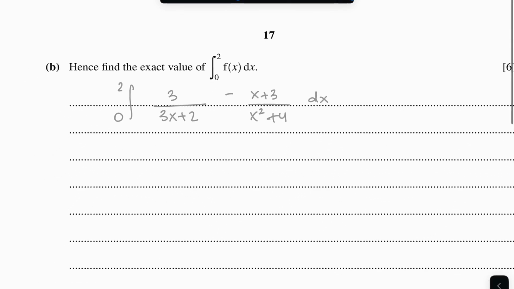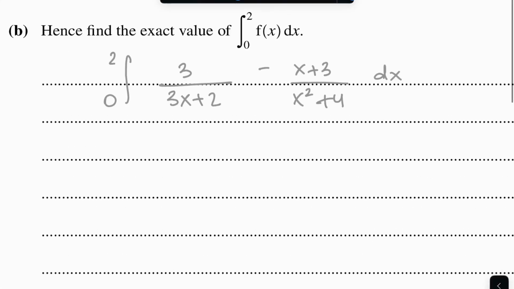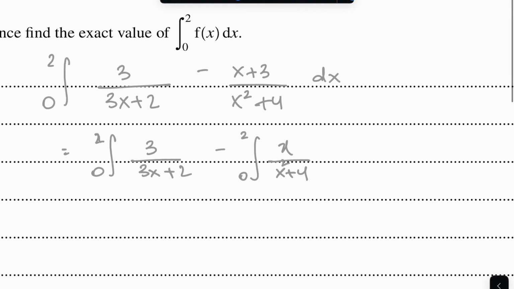Now, to make this simpler for ourselves, let's just write it broken apart. So we are going to write it like limits 2, 0, 3 over 3x plus 2, minus limits, again, x over x squared plus 4, 2 and 0, and plus integral of 3 over x squared plus 4.